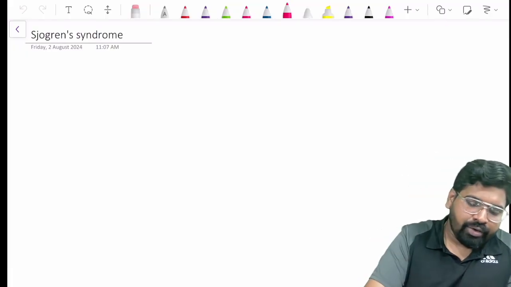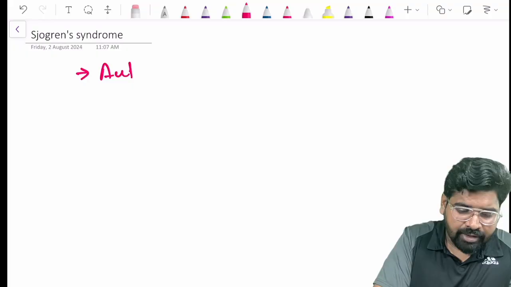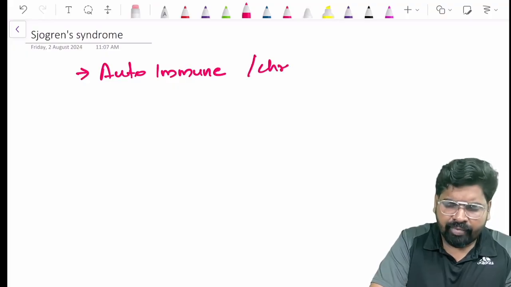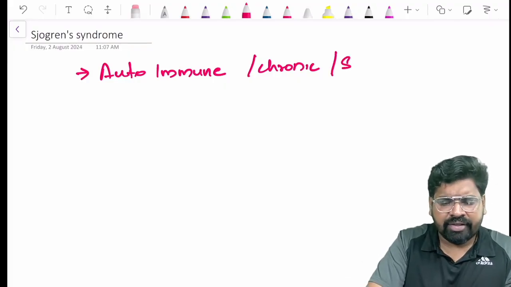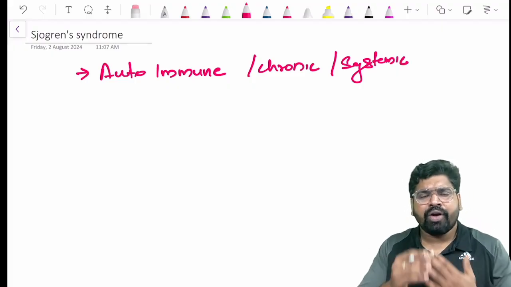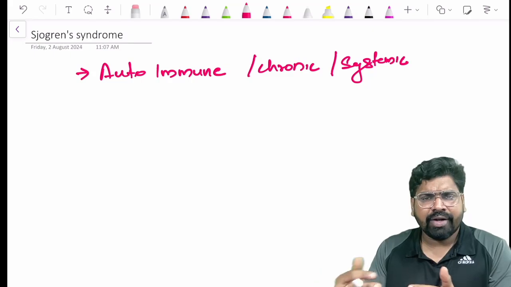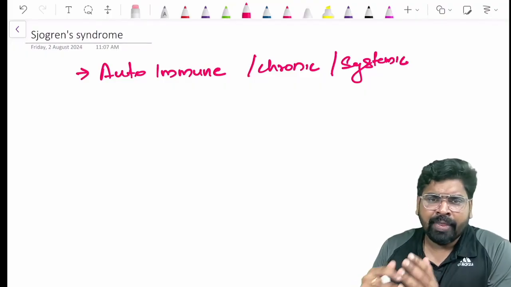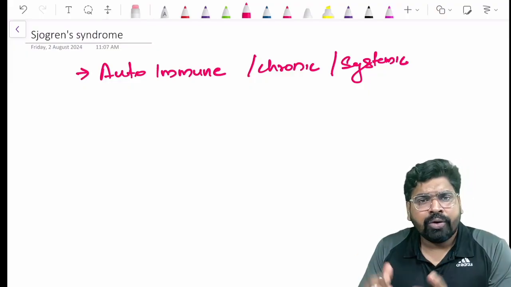What is Sjogren syndrome? It's an autoimmune disorder, and it is chronic. It's a chronic immune disorder and it will affect other organs also, that way it is systemic. So it's a chronic systemic autoimmune disorder. It is chronic because it takes a long course of time. It affects other organs also, that is systemic. And autoimmune means our own defense mechanism is acting against our own body.